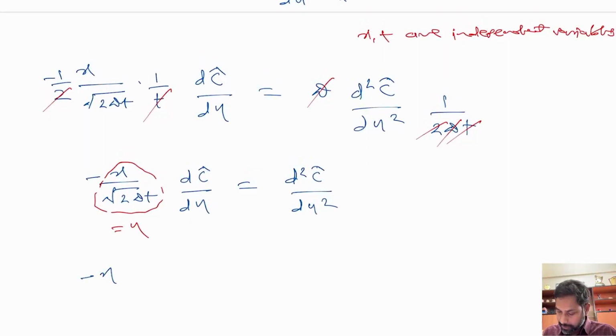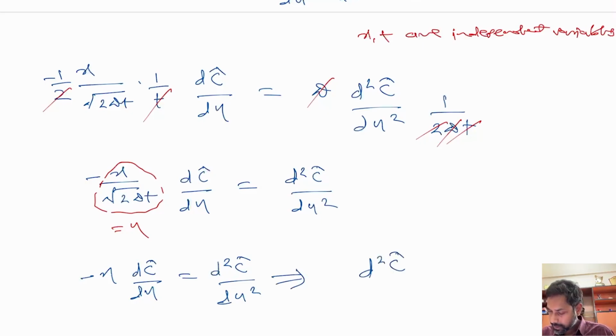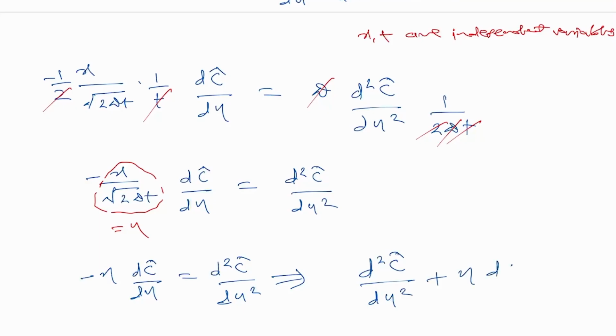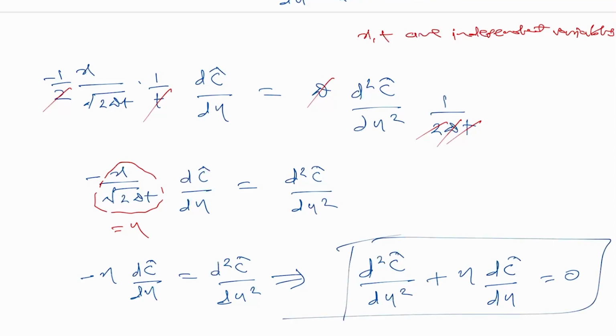It will become eta d c hat over d eta is equal to d square c hat over d eta square, right? Indirectly this gives you d square c hat by d eta square plus eta d c hat over d eta equal to 0. So this is the ODE that we have got.